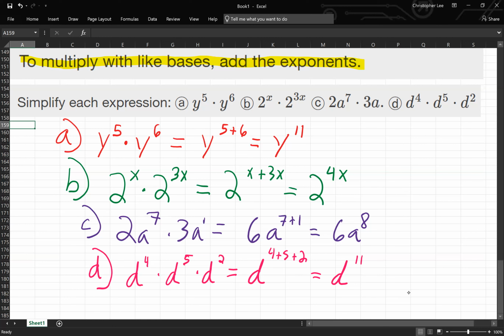Because in the purple one, we had coefficients there, 2 times 3. So with the numbers that are in front, the coefficients, those can multiply to each other. But the base doesn't. The base stays the same. That's why in the B, 2 is the base number, so that just stays the same.